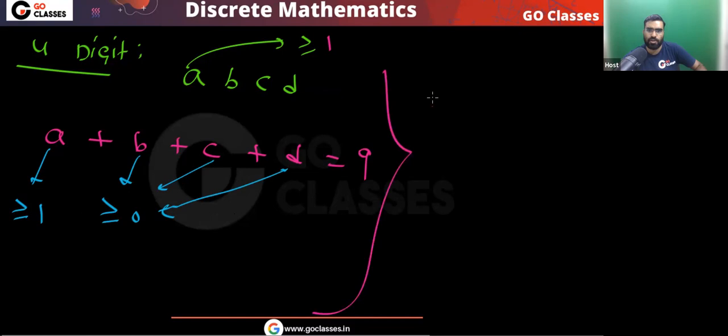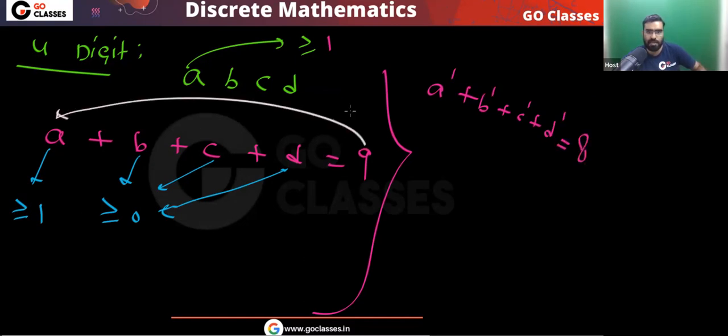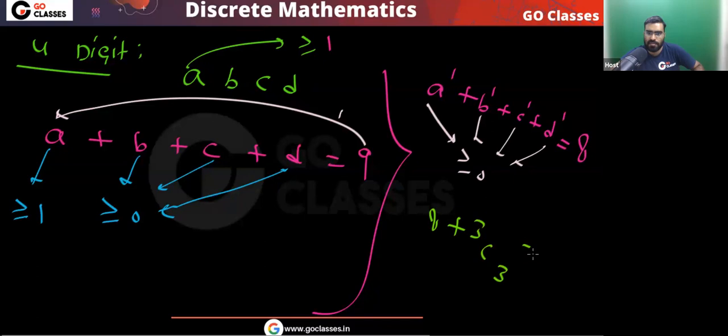Again, the same scenario you will do. You can create a new equation because 1 chocolate you can directly give to this A. Now everyone is greater than equal to 0. So now you have 8 stars, 3 bars, that is 11C3. What will your final answer be? Tell me, what is your final answer?